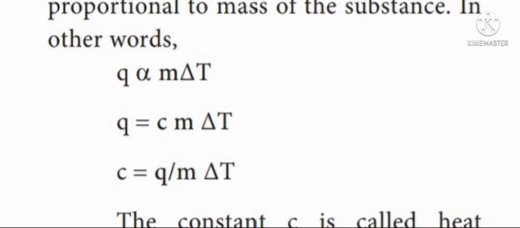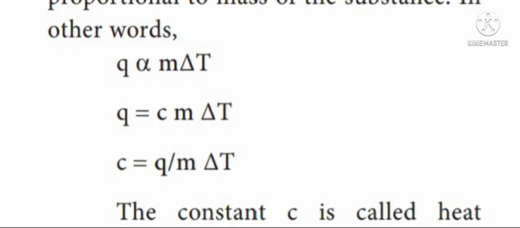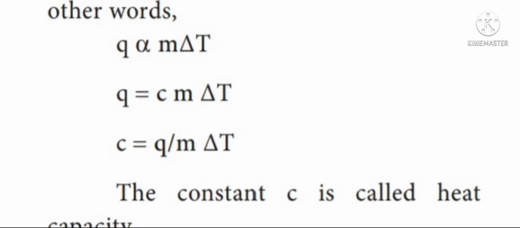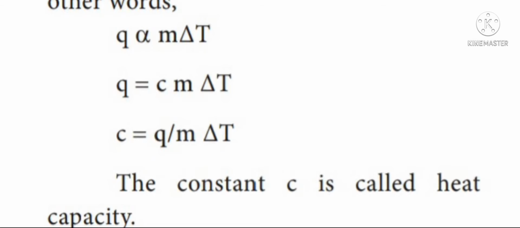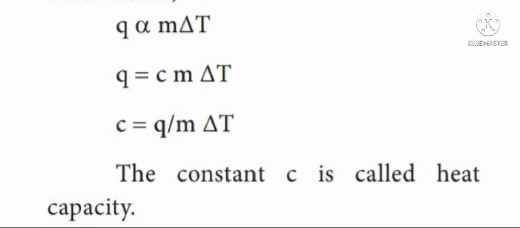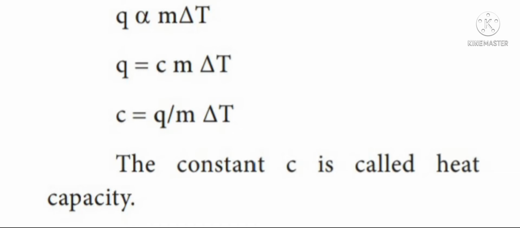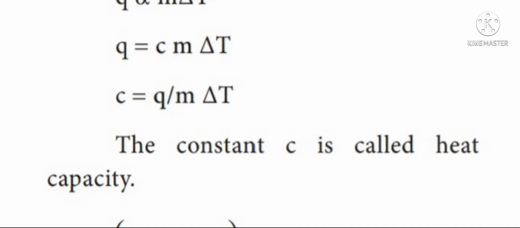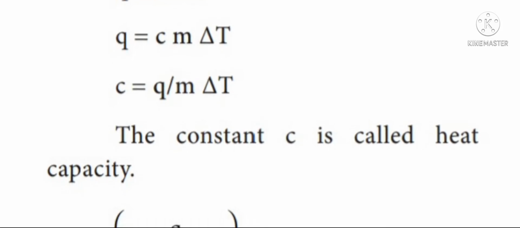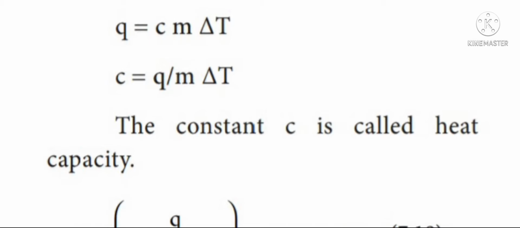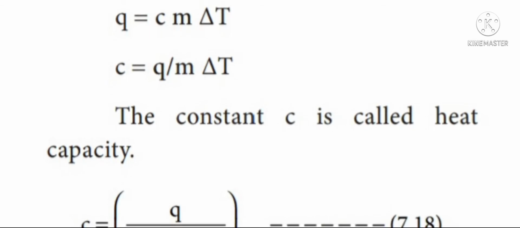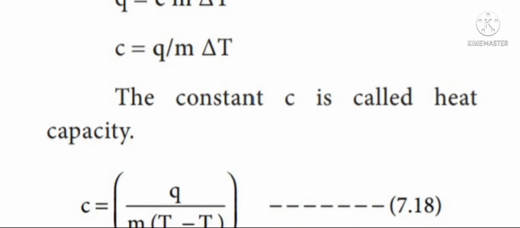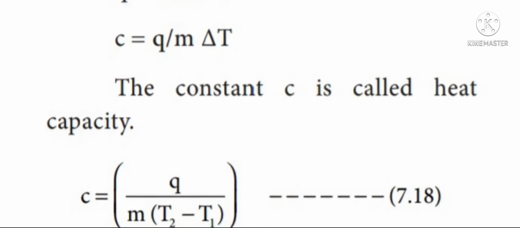In order to remove proportionality, we have to add a constant. Here the constant is C. Therefore, Q equal to C into M into delta T. After rearranging, C equal to Q by M into delta T. Here, constant C is called heat capacity. The above equation can be written as C equal to Q by M into T2 minus T1. It is given by equation 7.18.